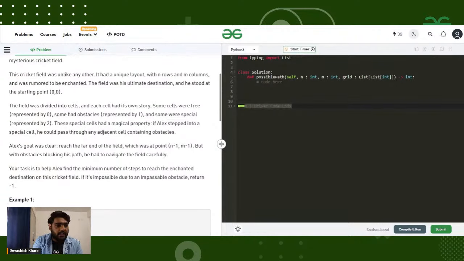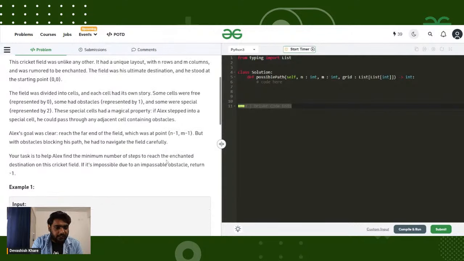Alex's goal was clear. Reach the far end of the field, which was at the point N minus 1 and M minus 1. But with the obstacle blocking his path, he had to navigate the field carefully. And what is our task?